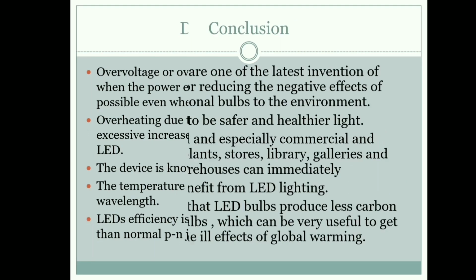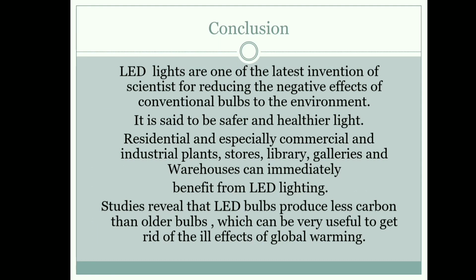These were the disadvantages. Now ending this video with the conclusion. LED lights are one of the latest inventions of scientists for reducing the negative effects of conventional bulbs on the environment. It is said to be a safer and healthier light. Residential and especially commercial and industrial plants, stores, libraries, galleries and warehouses can immediately benefit from LED lighting. Studies reveal that LED bulbs produce less carbon than older bulbs, which can be very useful to get rid of the ill effects of global warming.